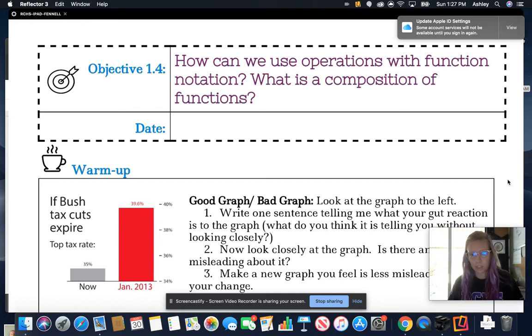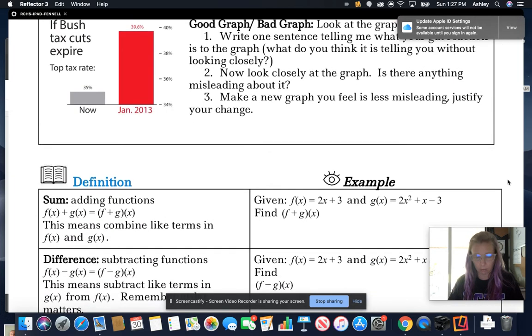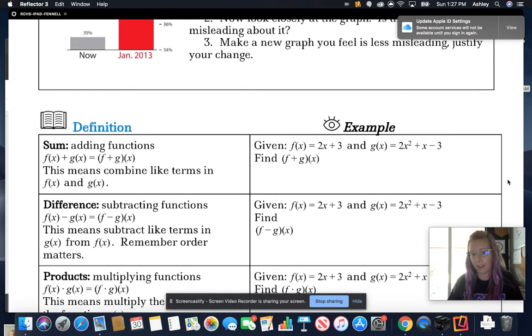So functions, of course, anything we can write in function notation with f of x replacing y, just f of x in its fancy function clothes. And then we can combine them, we can add them, we can subtract them, multiply, we can do all the types of operations we do with math using functions.